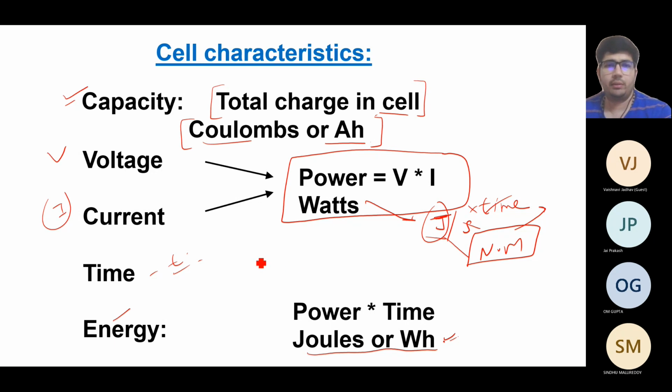For example, in our house, our electrical units are in kWh. Anyone know about kWh? What is the meaning of this 1 kWh?